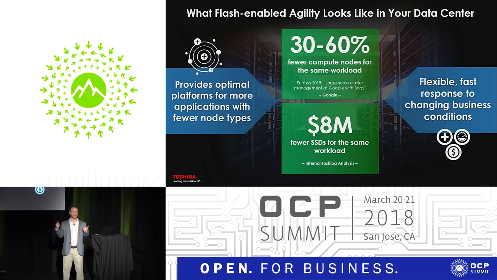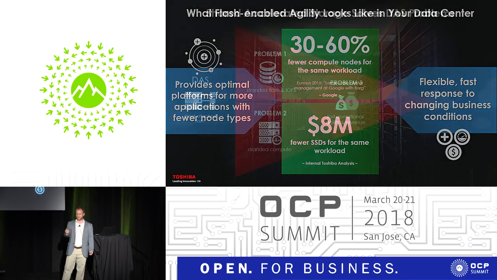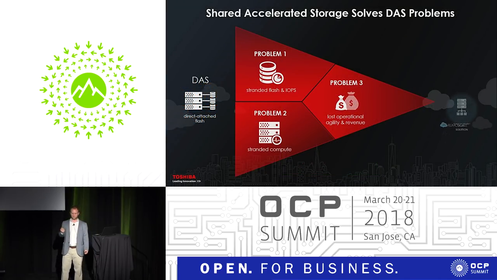In the example that I gave, at a conservative estimate of, say, $2,500 per compute node, that's $20 million in savings annually. We also calculated, based on the amount of stranded flash that you would see, an additional $8 million in savings for that customer on not having to buy flash they weren't using.